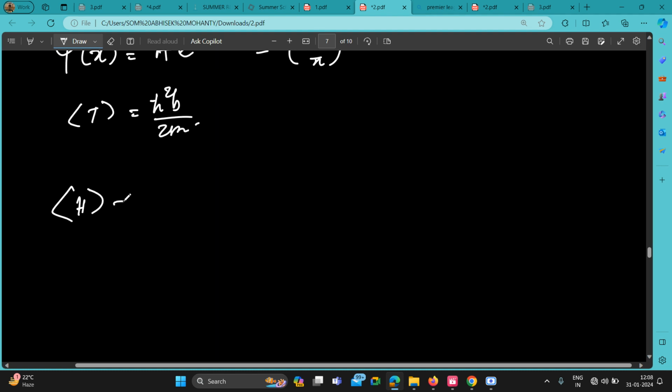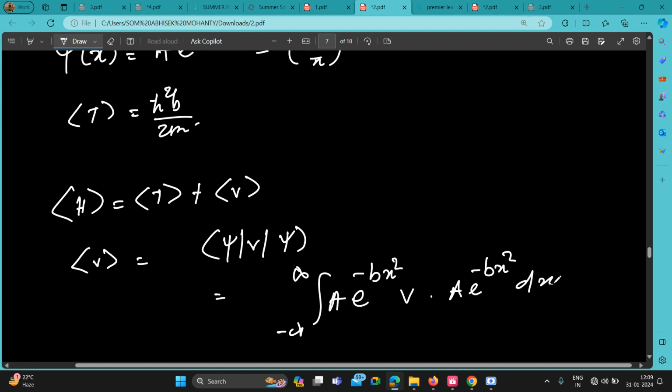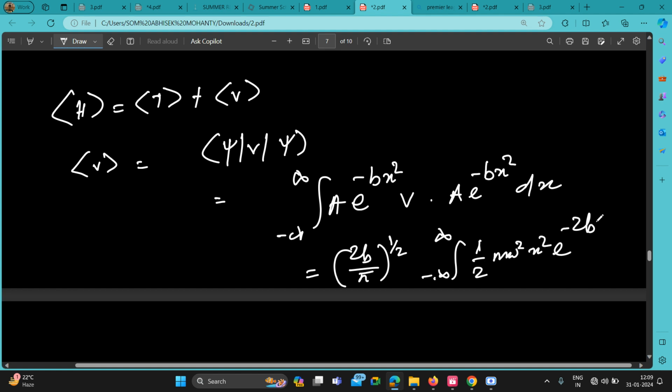So what will you do now? We need H = T + V. We don't have V, so how will we calculate it? See, it is ⟨ψ|V|ψ⟩. So that would be the integral from minus infinity to infinity of A e^(-bx²) V A e^(-bx²) dx. So A² is (2b/π)^(1/2), because it is multiplied twice. Now V is ½mω²x², so we get x² e^(-2bx²) dx.